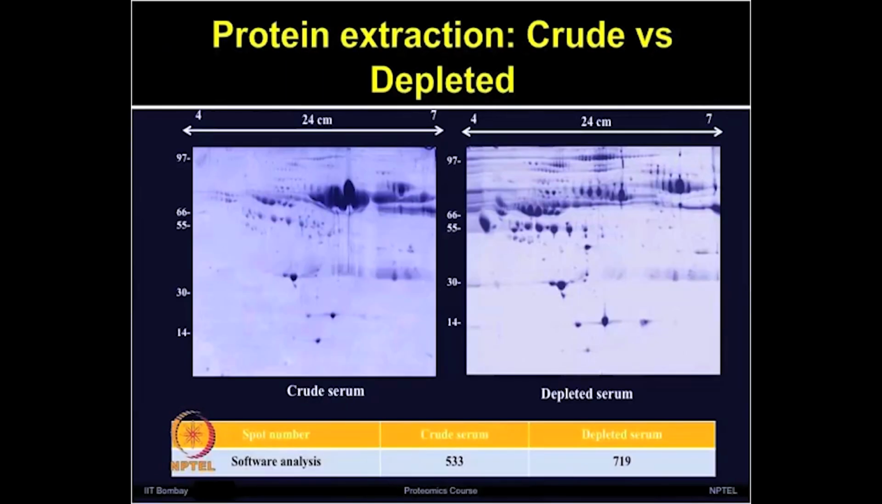Since we standardized our conditions on the small gels earlier, we also tried to apply that on the large gel of 24 centimeters, because that is where we have to perform all our analysis. We again compared crude versus depleted serum samples on the large gel, and as expected, the depleted serum sample showed more spots as compared to the crude serum samples.